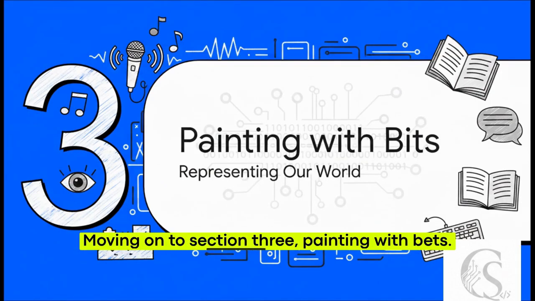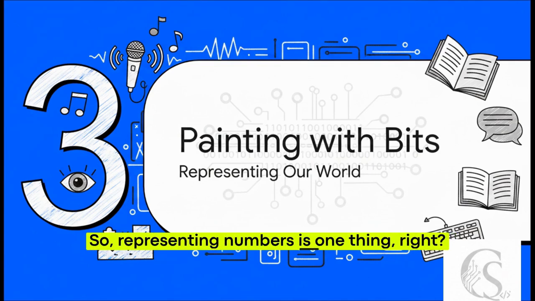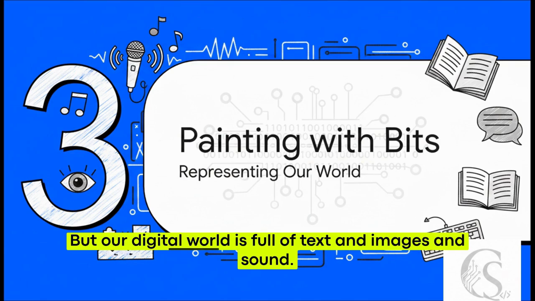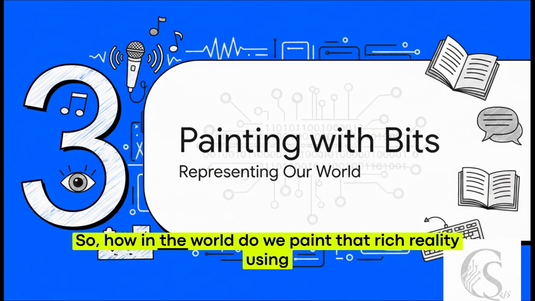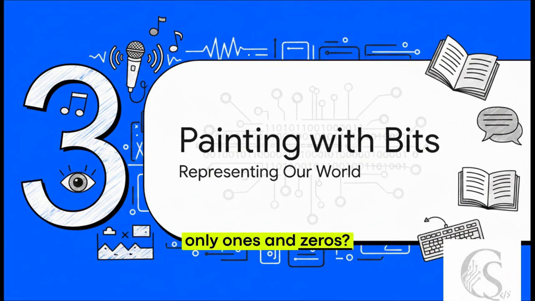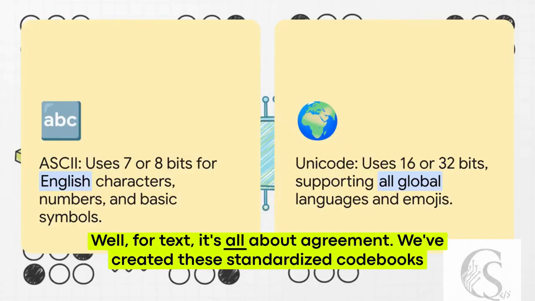Moving on to section 3, painting with bits. So representing numbers is one thing, right? But our digital world is full of text and images and sound. So how in the world do we paint that rich reality using only 1s and 0s? Well, for text, it's all about agreement.